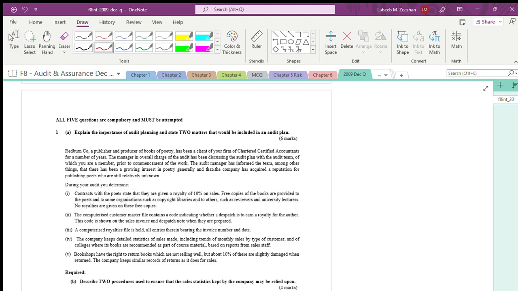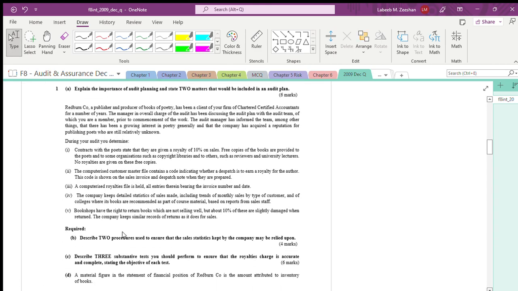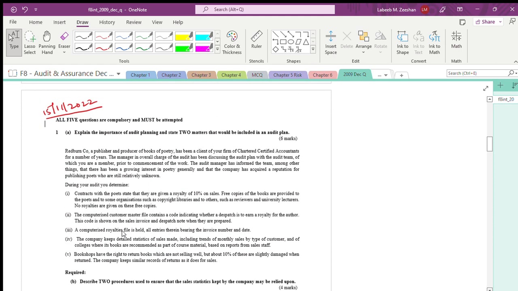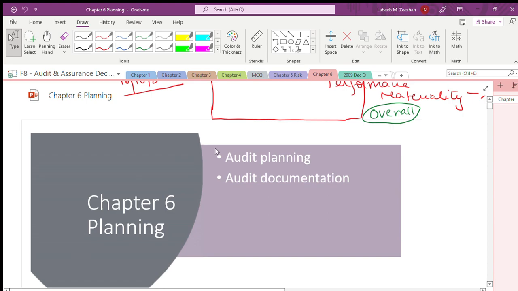Fine, 1 minute. This is 15th of 22. See, there are different questions here, three questions, four, and this one is entirely different. Explain the importance of audit planning. Audit planning we have done somewhere in lecture 5, or lecture 6? Yes, lecture 6, audit planning.